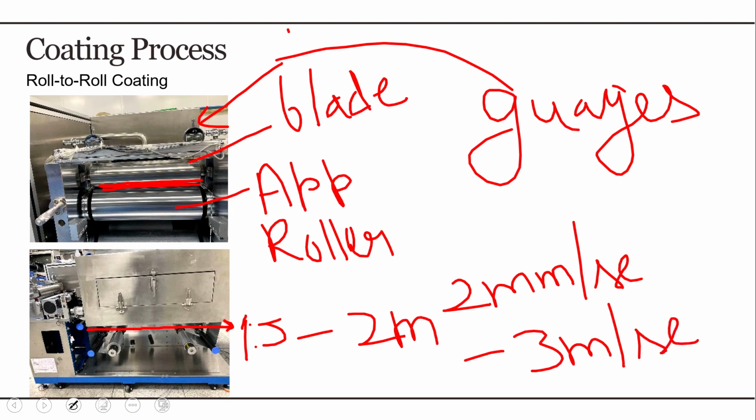But to reach this speed we need a long oven, because we want the electrode to be dried properly before coming out of the oven. And this is a roller, let's say a collecting roller, and this is a feeding roller. So here we have an aluminum foil which is uncoated, and here we can collect our coated electrode which is coming out from this oven.